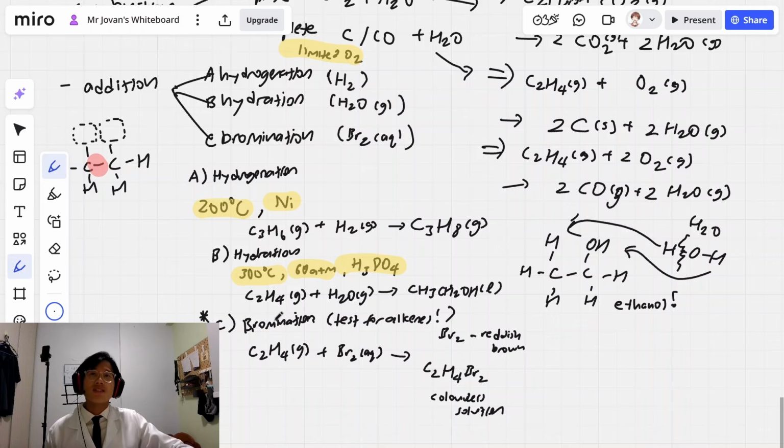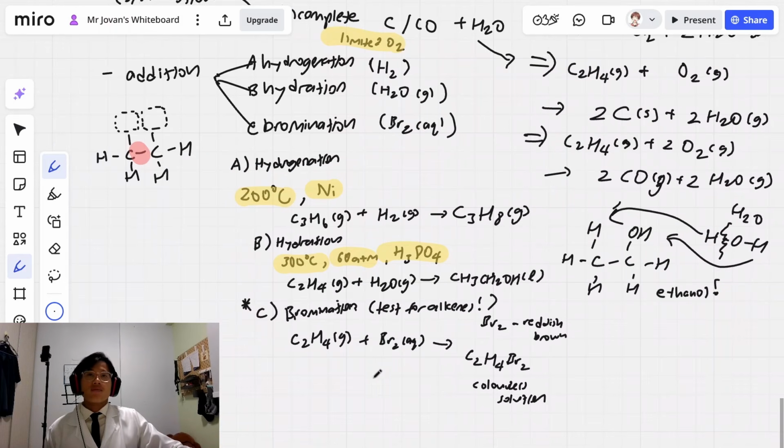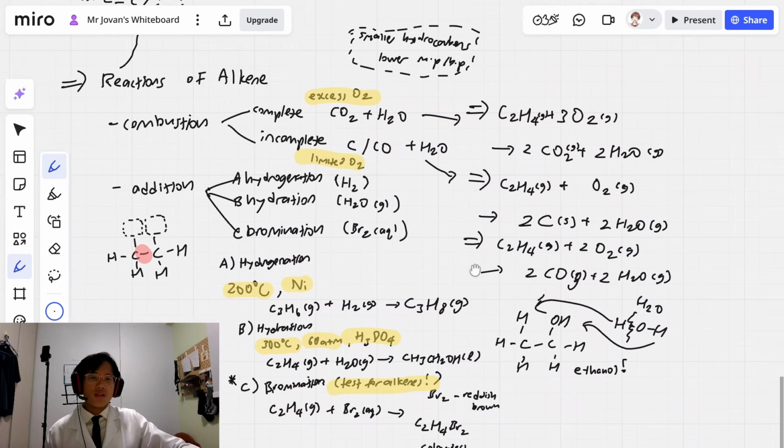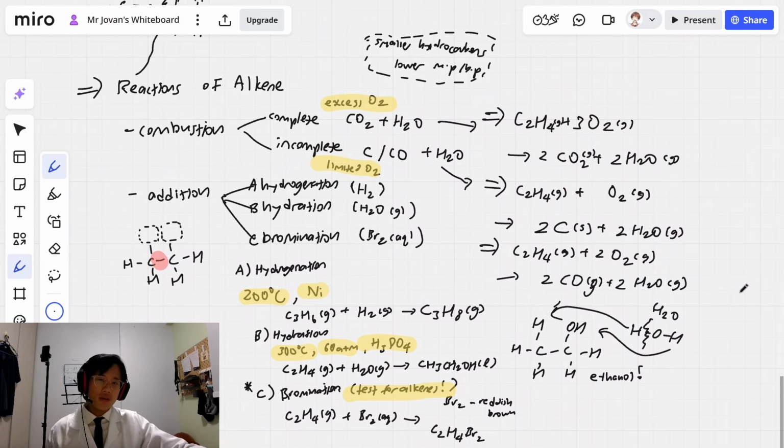That's why bromine is amazing for us to test for alkenes. If there is no reaction, the whole solution stays reddish brown. If there is a reaction, the bromine disappears because it's added into our alkene, and we get this product, which is a colorless solution. You see the reddish brown disappear into colorless. So it's a good test for alkenes. In this case, I'm going to highlight: test for alkenes. There is no special condition, so you don't have to remember any special condition. That's it for alkenes for now. There is more about it in polymerization, but I will cover that in my next summary. Now you can pause the video if you want to write down anything.